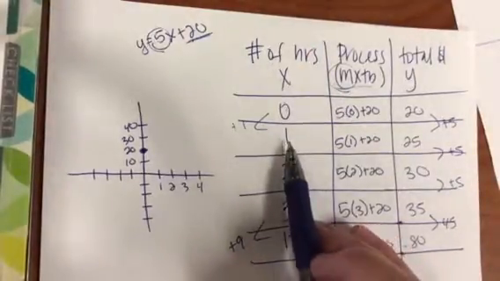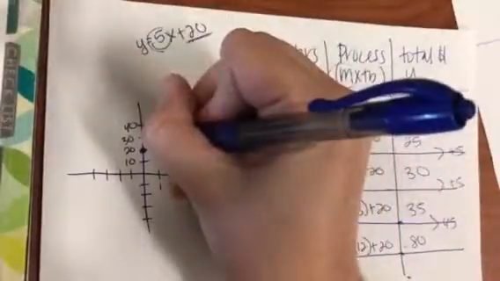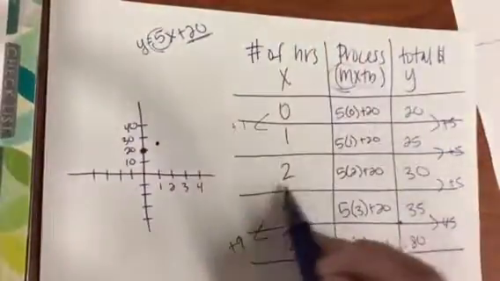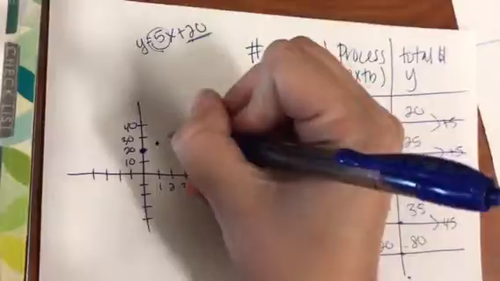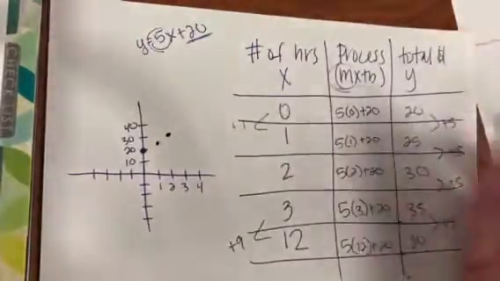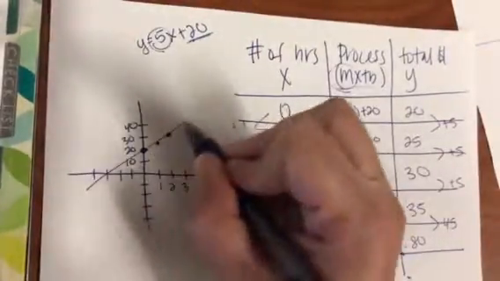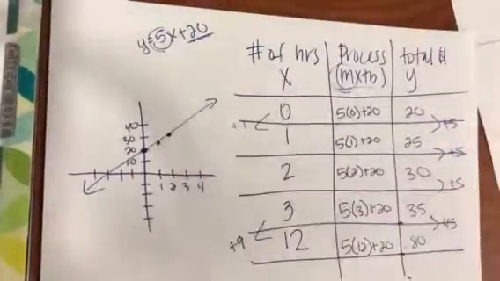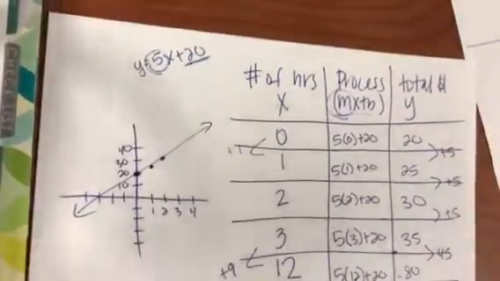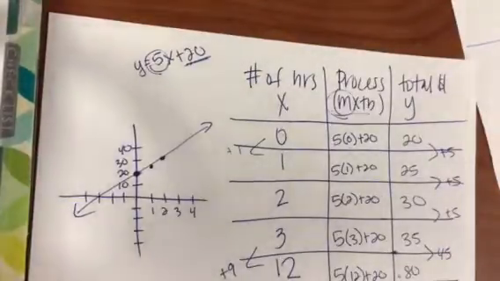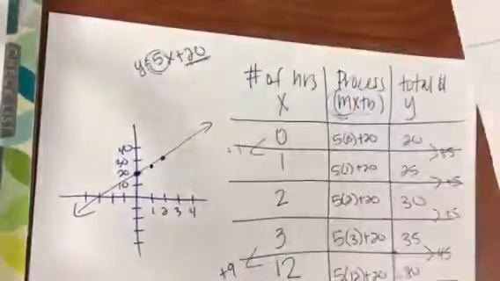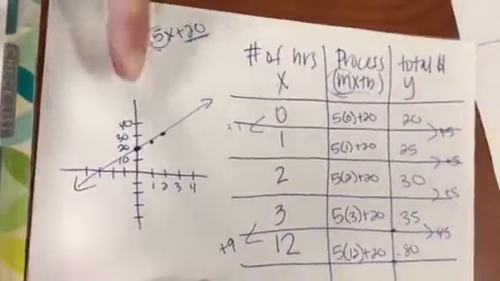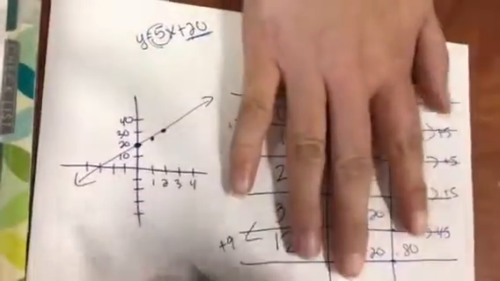Boom. Okay, so 1, 25 is about right here. 2, 30 is right here. I'm only going to put three of them because it's going to make a nice linear relationship. The rest of them are actually on that line as well, you could check it. This is linear relationships. We just went from a verbal description to a table to an equation to a graph. It's all there. Okay, so if I wanted to go backwards, how would I do it?